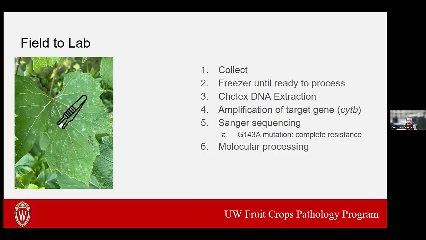We remove that tough spot really carefully, only trying to get the actual fungus. We don't want any of the plant if possible. And we put that into a test tube and we throw it in the -20 freezer until we're ready to process. Once we're ready to process, which is typically after harvest, we use a Chelex DNA extraction.